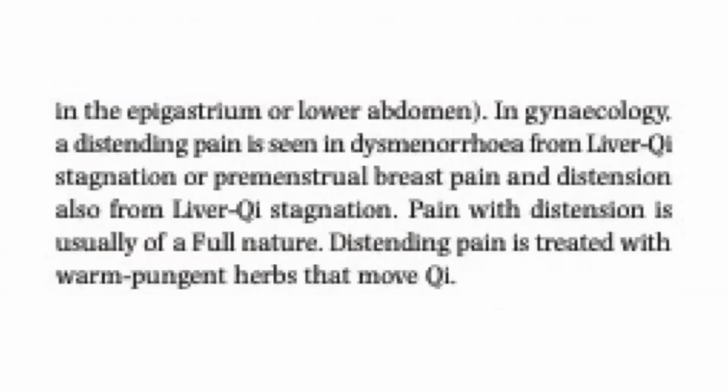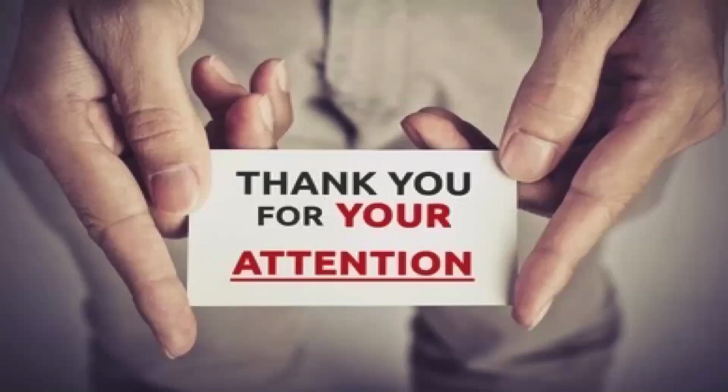In gynecology, a distending pain is seen in dysmenorrhea from liver chi stagnation or premenstrual breast pain, and distension also from liver chi stagnation. Pain with distension is usually of a full nature. Distending pain is treated with warm pungent herbs that move chi.